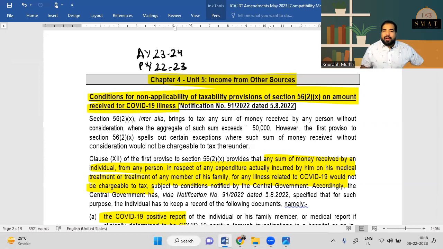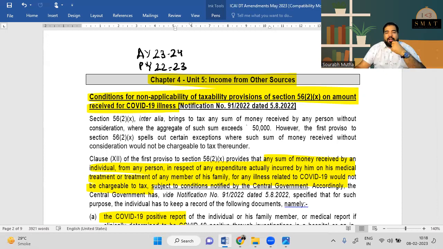You were sick, you had COVID, you didn't have the money to treat yourself or your family members. So you asked someone for help and they gave you money. Now that money, guys, is it a gift? Yes. If you remember, in IFOS, there's a section called 56(2)(x). In that they say MISB SATJO. That's a shortcut, of course, for my students. So if it's money and it's more than 50,000, then is it taxable under IFOS? Yes. But they said that if it is related to COVID, then you will not be taxed on that amount.